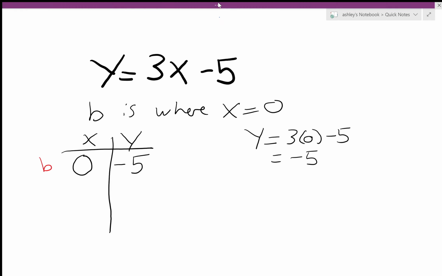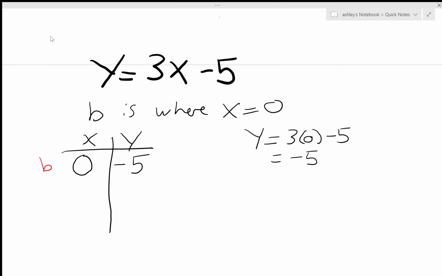But if we do our table values, we want to get more than just 1 point, because we want to move into taking all this data and moving it into a graph. So we can pick another number for x. This is really personal preference here. Some numbers are just going to be easier than others, but any number you can put in. So if I'm feeling really boring, I'm just going to move on to 1. So y is equal to 3 times 1 minus 5.